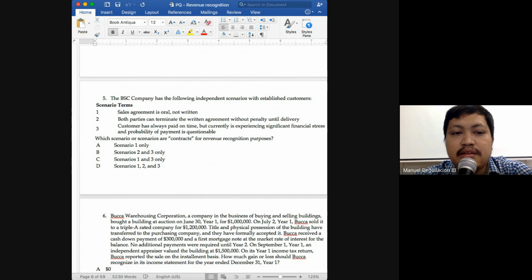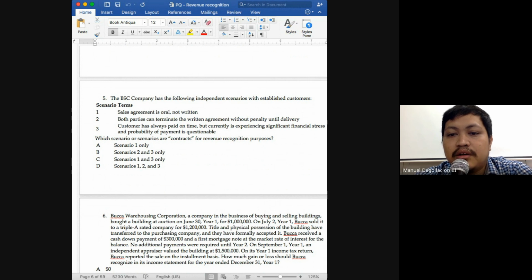Second, both parties can terminate the written agreement without penalty until delivery. If we can back out without penalty, that would stop us from having a contract. So number 2 would not give us a contract. The question here is which scenario or scenarios are contracts for revenue recognition purposes. Number 3, the customer has always paid on time, but currently is experiencing significant financial stress and the probability of payment is questionable. The history does not matter, guys.